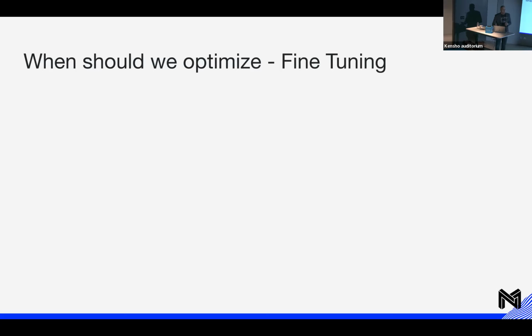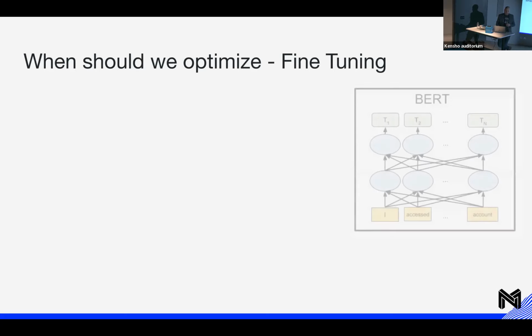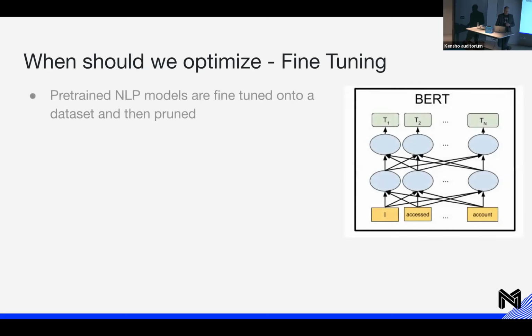So now that we have a little bit of background on model optimization, a big question comes in on when we should actually apply the optimization, given that NLP pipelines can be a little bit complicated on training. One option is on fine tuning. So looking at BERT, we have a pre-trained NLP model that we're going to fine tune onto a data set first, and then we're going to start pruning. So for example, if you're working with a SQuAD data set or something like that, we're going to train for about 2 epochs, and then we're going to begin pruning.